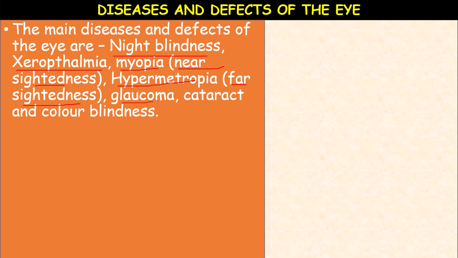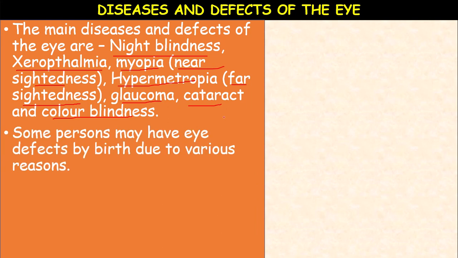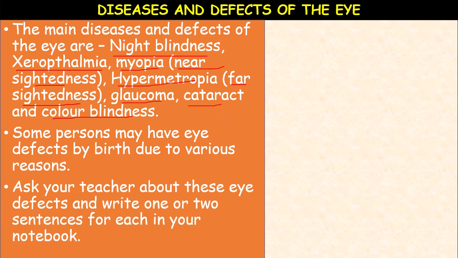And another one is glaucoma. And cataract. Cataract is the disease in which a layer is formed over the retina, leading to blurred vision, and it can be corrected by surgery. Then another one is color blindness. It is a genetic disease, a gene-related disease of the eyes. So, some persons may have eye defects by birth due to various reasons.